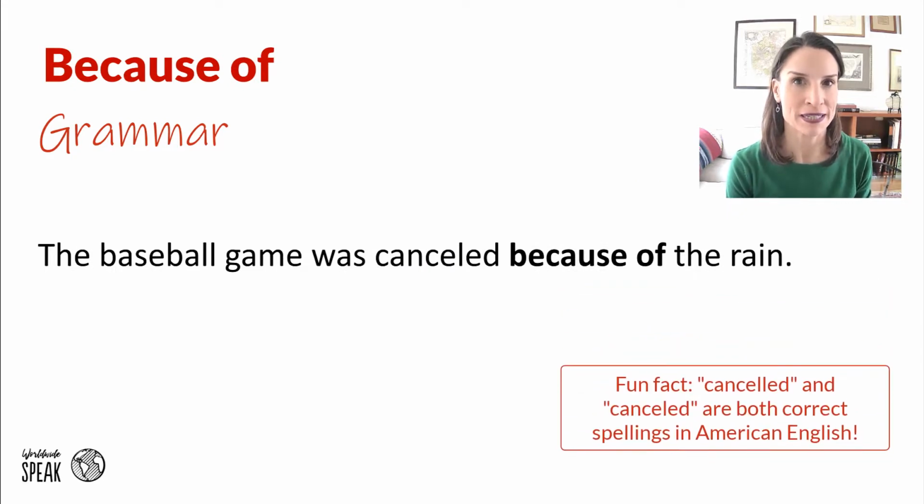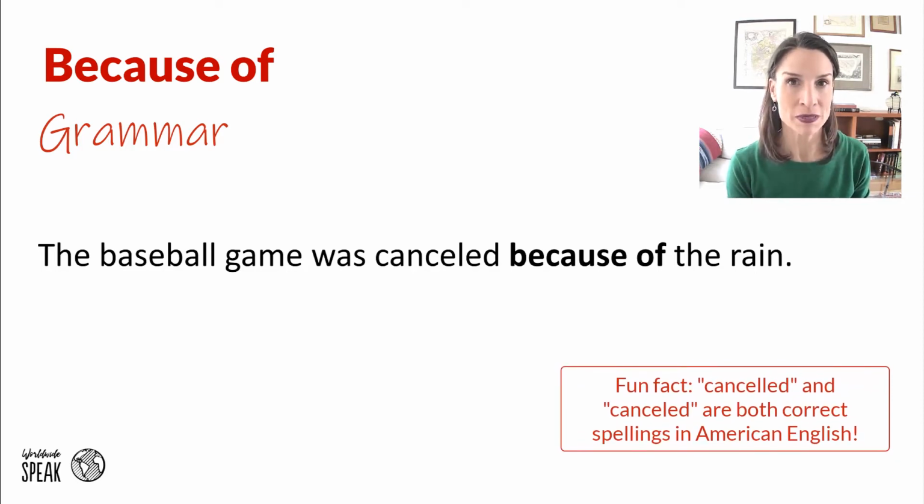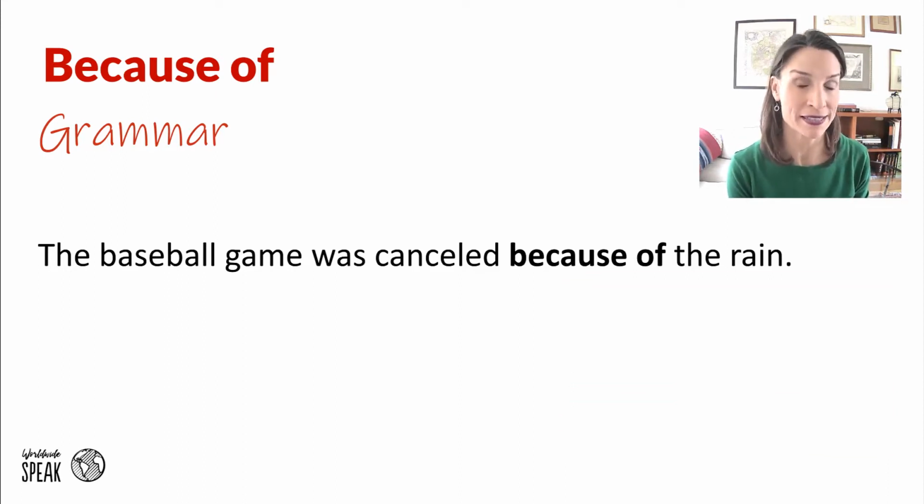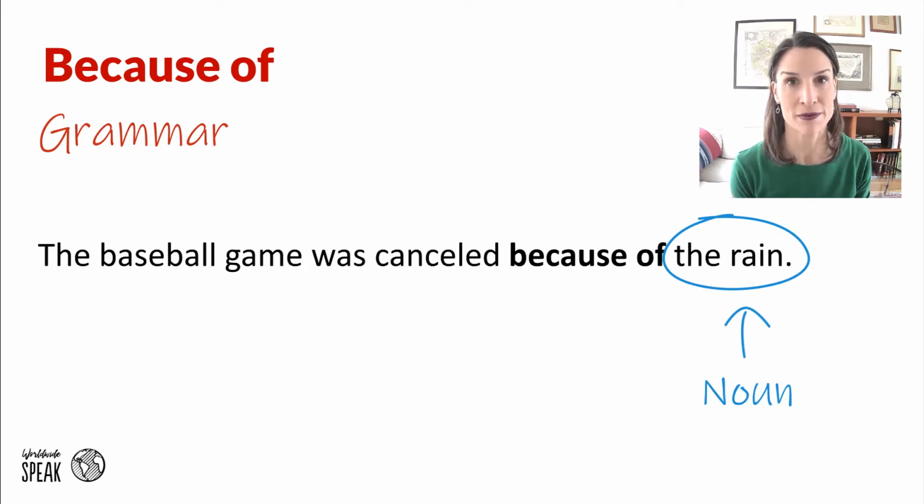Okay, let's look at because of. Now this looks the same and it means the same, but the point is the grammar is a little different. The baseball game was canceled because of the rain. So remember how before when I had because I had a subject and verb? With because of, I don't. I have because of the rain. All I have after because of is a noun object here. I have the rain. All I have after because of is a noun. It can be a modified noun like the rain or the heavy rain, but it's just a noun after because of.